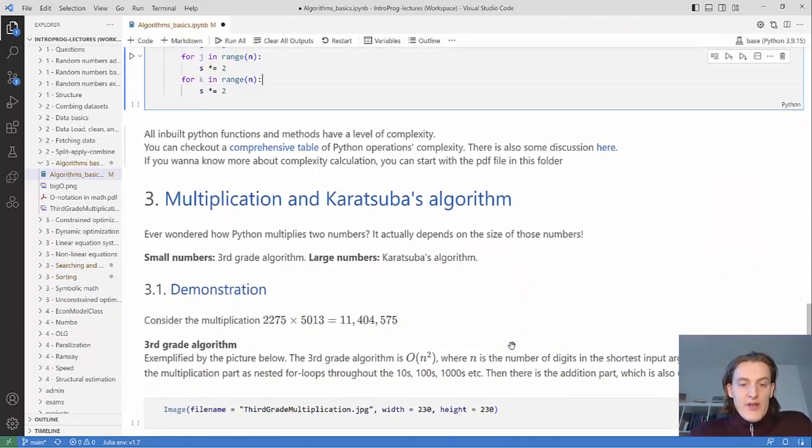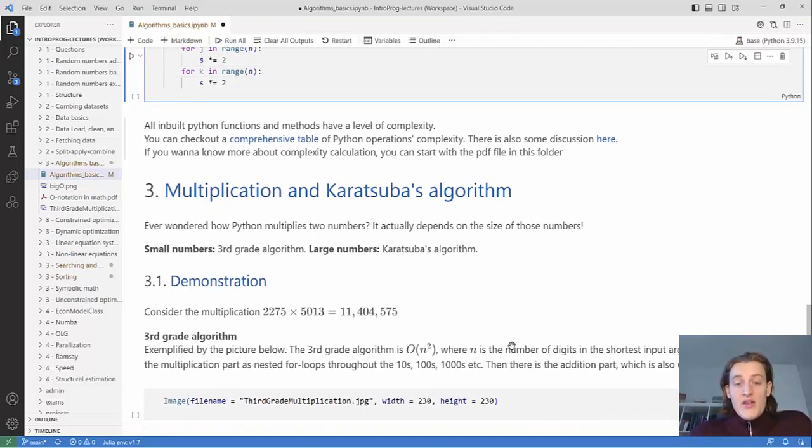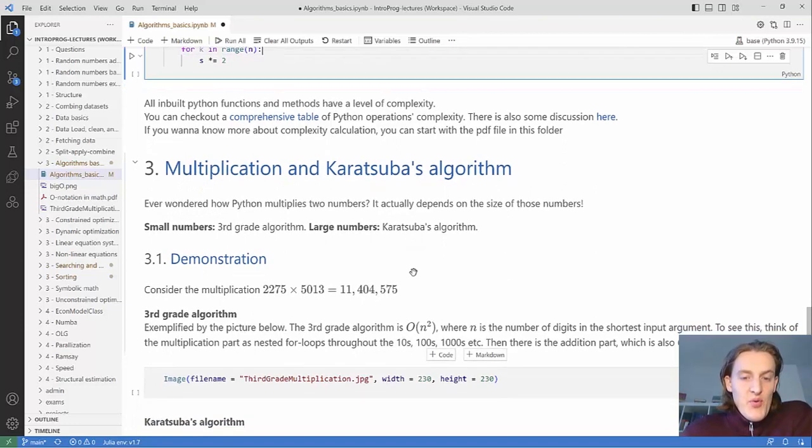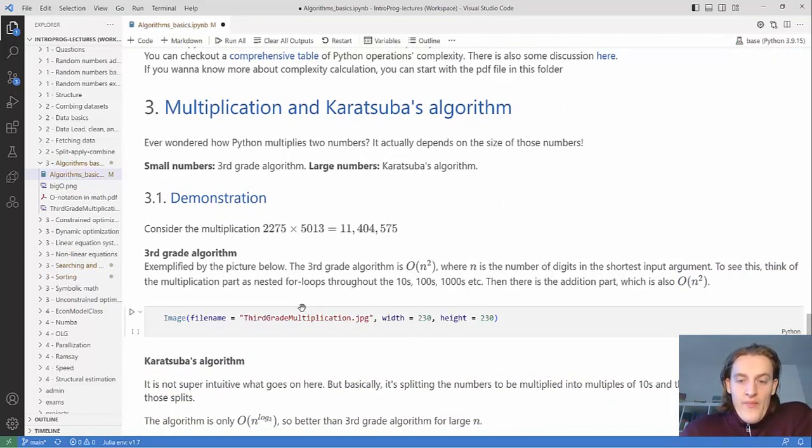I have a quick extra example of how Python does multiplication and how that matters for the complexity. For small numbers, it does something you could call the third grade algorithm. It's also called the standard algorithm, which is how many humans do it in their heads. For larger numbers, it does the Karatsuba algorithm, which I at least don't do in my head. If I multiply large numbers, I never do it in my head.